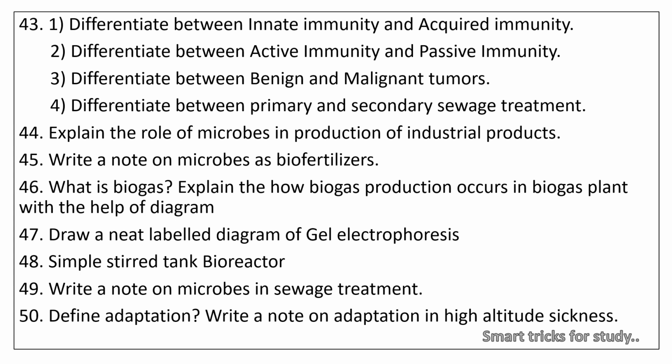46. What is biogas? Explain how biogas production occurs in biogas plant with the help of diagram. 47. Draw a neat labeled diagram of gel electrophoresis. 48. Simple stirred tank bioreactor. 49. Write a note on microbes in sewage treatment. 50. Define adaptation. Write a note on adaptation in high-altitude sickness.